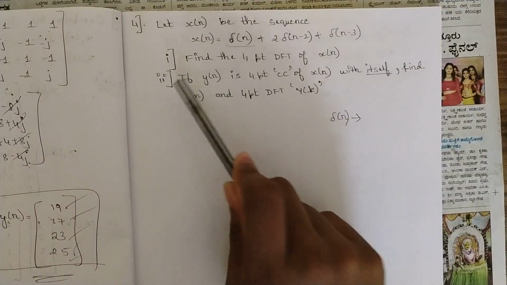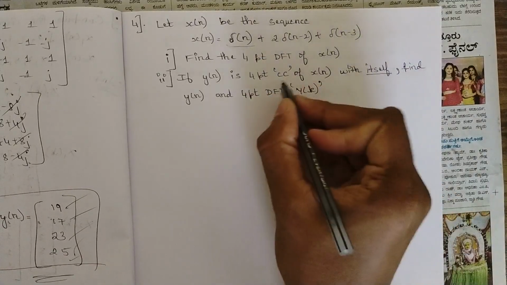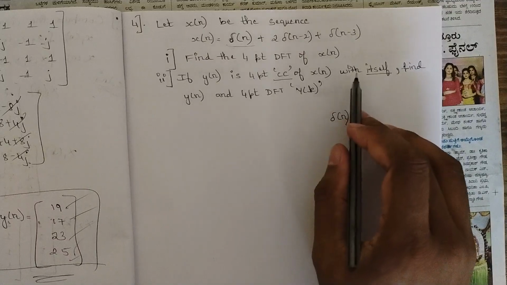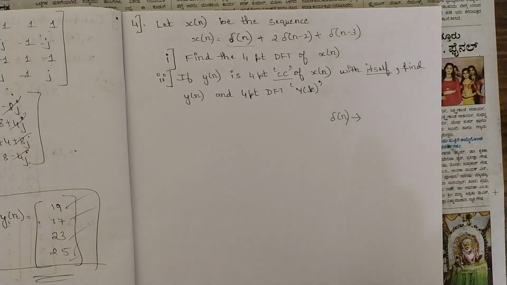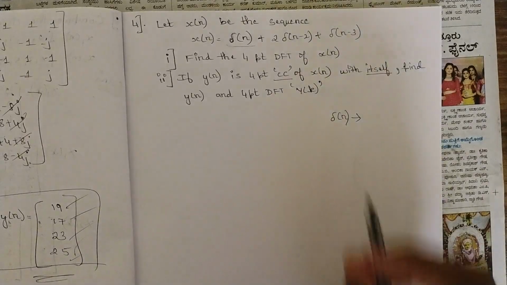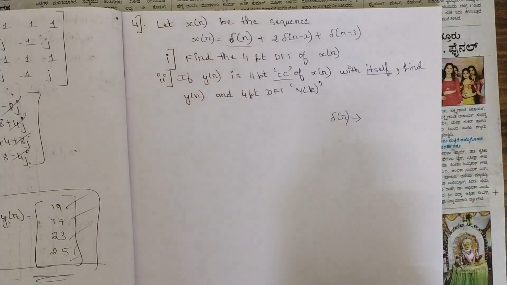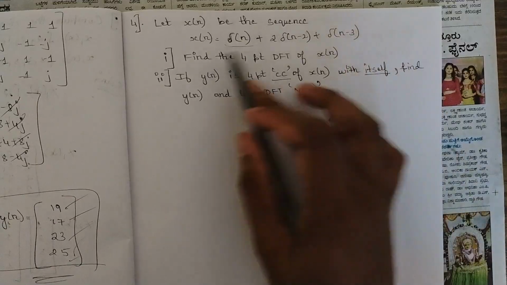Second sub question is if y of n is the 4-point CC of x of n, the CC stands for circular convolution, okay? 4-point CC of x of n with itself, find y of n and 4-point DFT y of k, okay? So what does this statement say, that 4-point CC of x of n with itself? It means that whatever the sequence x of n we have, right?